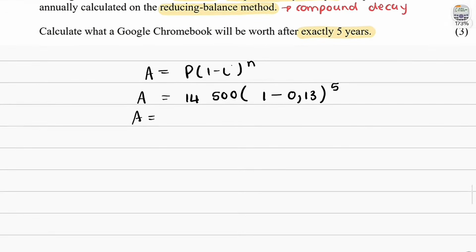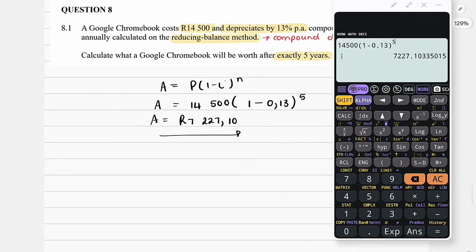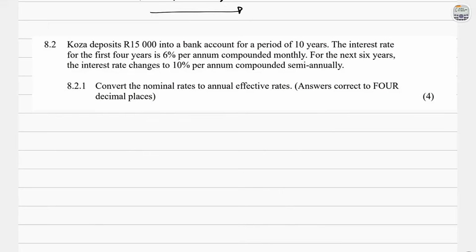So let's find our answer and round off to 2 decimal places. So the Chromebook would be worth exactly 7,227 Rand and 10 cents. So that is our answer. Moving on to the next question.